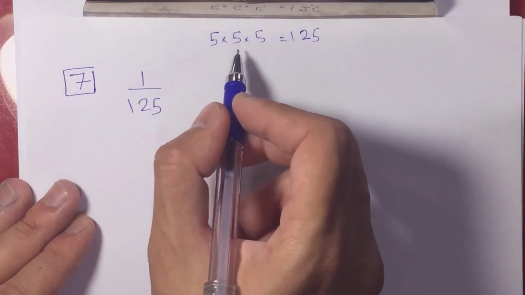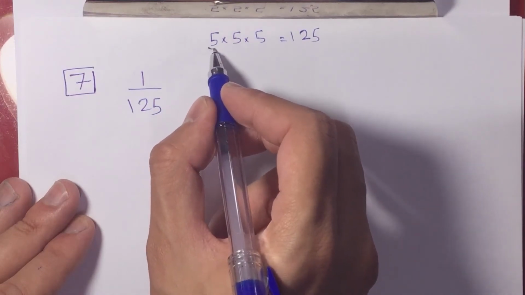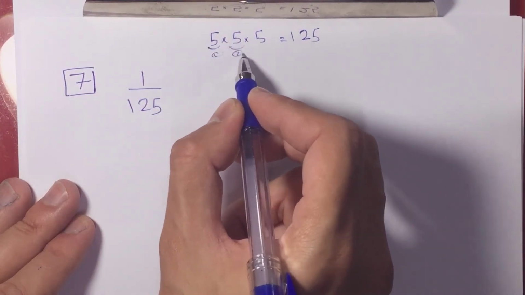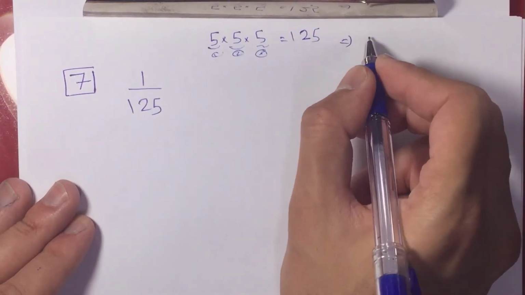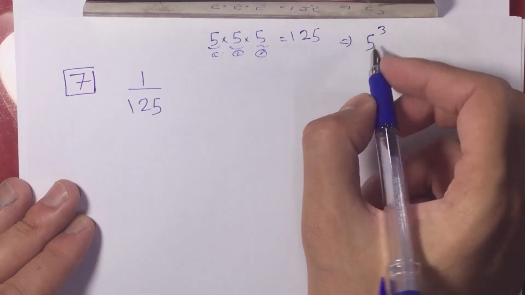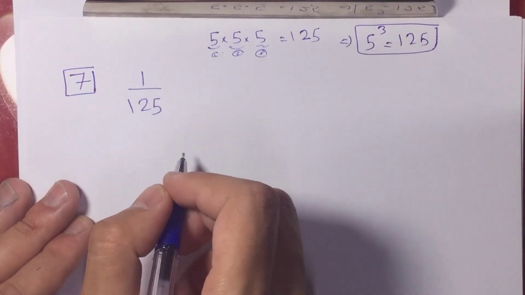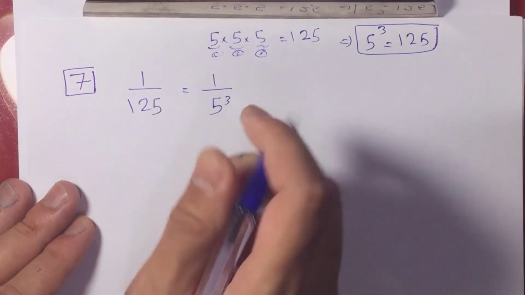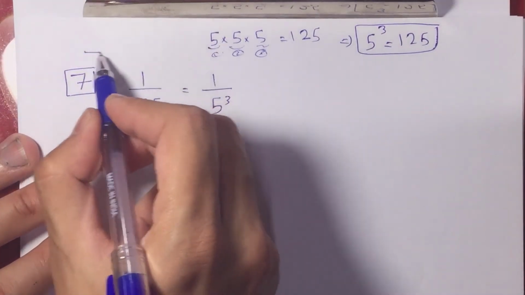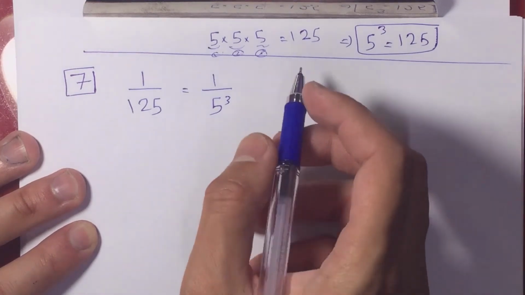So, from lesson 2, how can we write this in terms of exponents? We have a repeated factor, which is 5, repeated 1, 2, 3 times. So we can write it as 5 to the third. 5 cubed is equal to 125. So we can replace it by 1 over 5 to the third. And now we have an exponent in the question, a positive exponent, and we need to write it in terms of negative exponents. How do we do that?